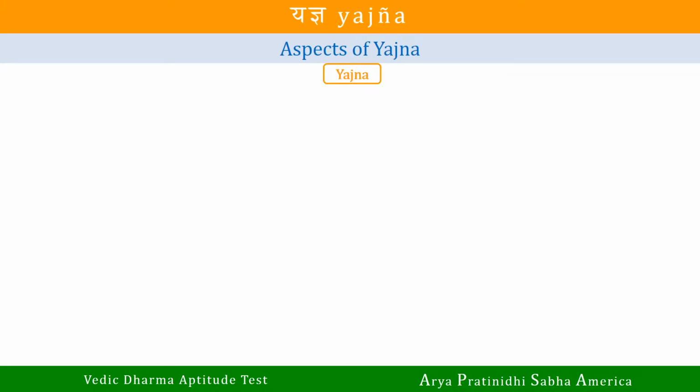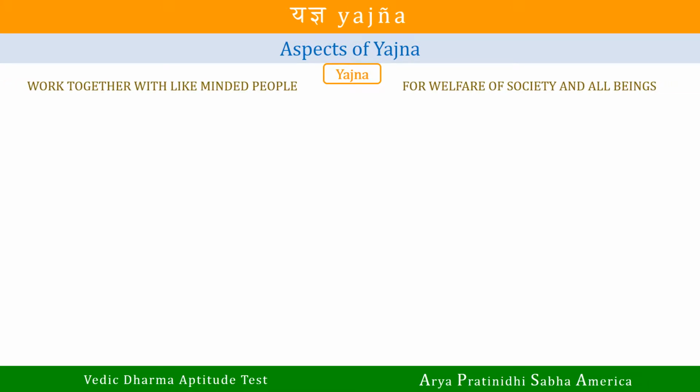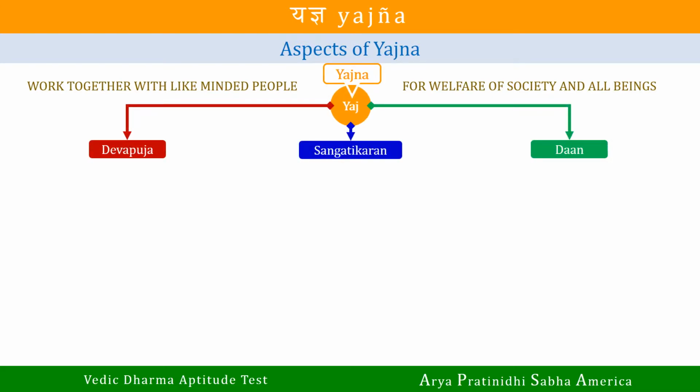Now let us look at the 3 aspects of Yajna, which can be summarized as work together with like-minded people for welfare of the society and all living beings. Did you know every word in Sanskrit is derived from a root word, which can help you understand the contextual meaning of the actual word? So what's the root word for Yajna? Yaj, which has 3 different meanings, namely Dev Puja, Sangatikaran, and Dan.